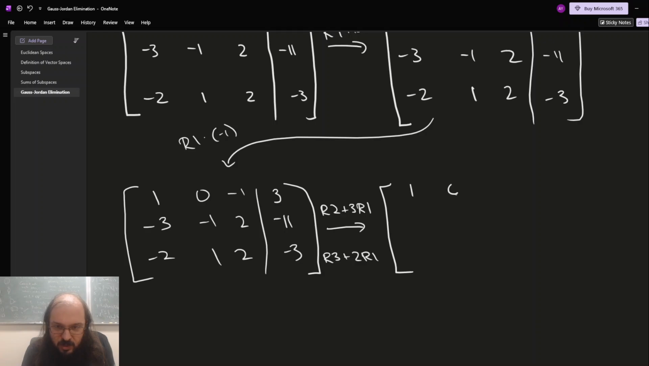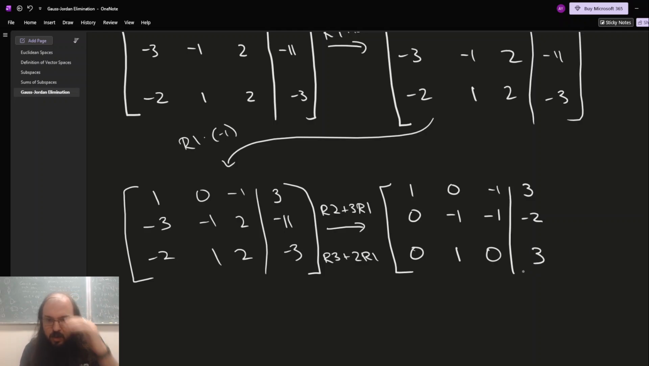So this now stays the same. This becomes 0. This stays the same because I'm adding 0. Now I'm adding 3 of these guys here, so this becomes a -1. And if I'm adding 3 nines, I get -2. Then we get 0. This stays the same. I'm adding 2 copies, so that becomes a 0. And then this becomes +3.